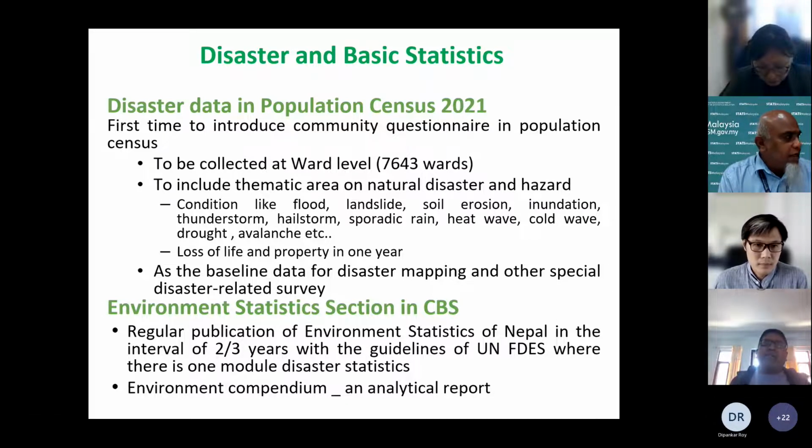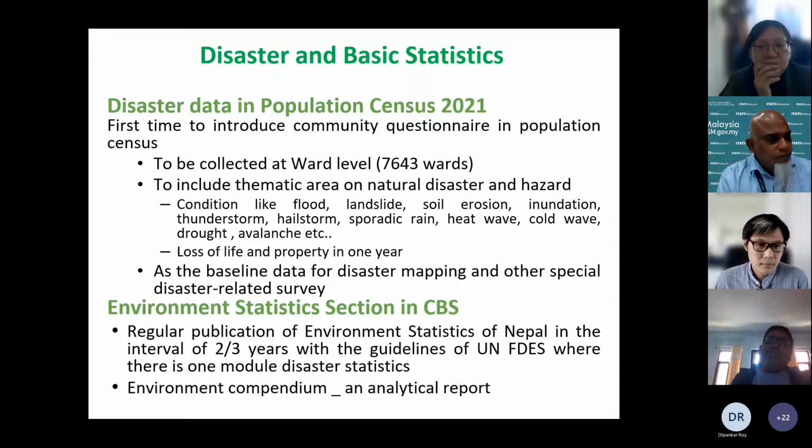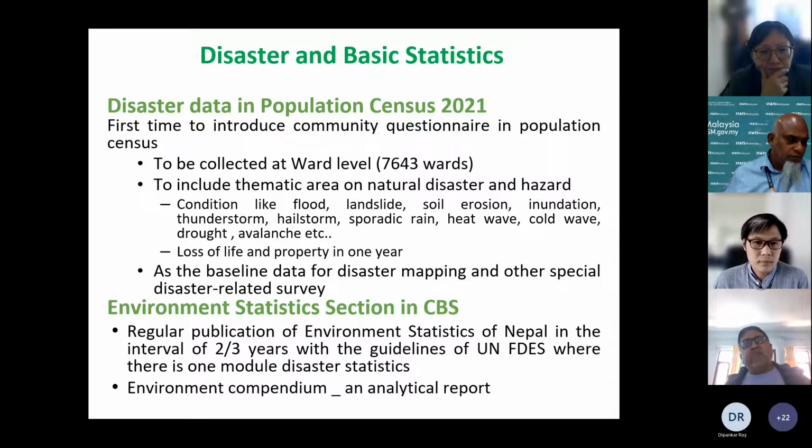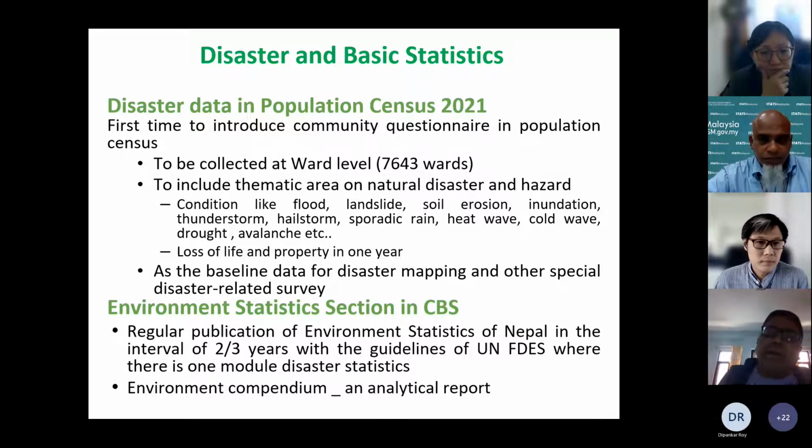And this community questionnaire we collected from these 7,643 wards, because the ward is the lowest administrative unit of Nepal. From these wards we can collect the data, and this data entry has been completed. Now within 1.5 months the data is available.